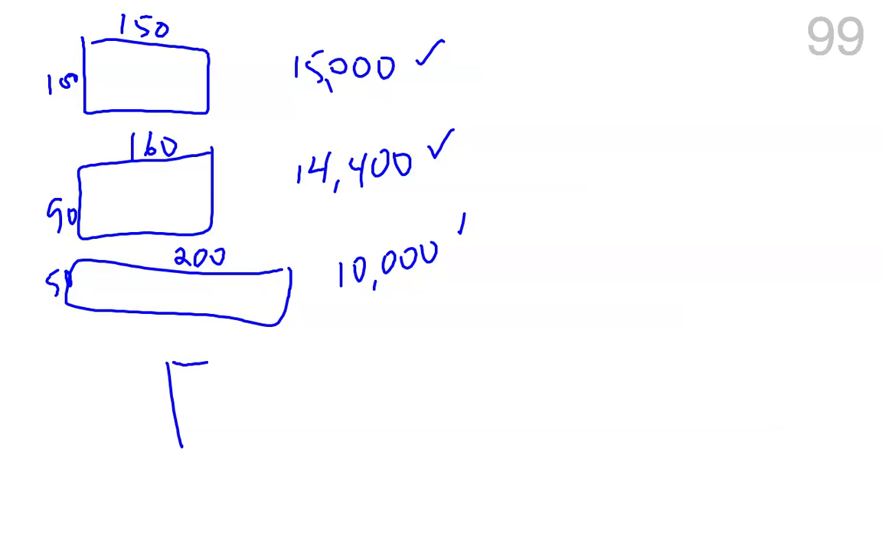What would happen if I did this? 125 by 125. Oh, but a square is a rectangle. Oh, yes, it is. What makes something a rectangle? It has 4 right angles. Oh, yeah.